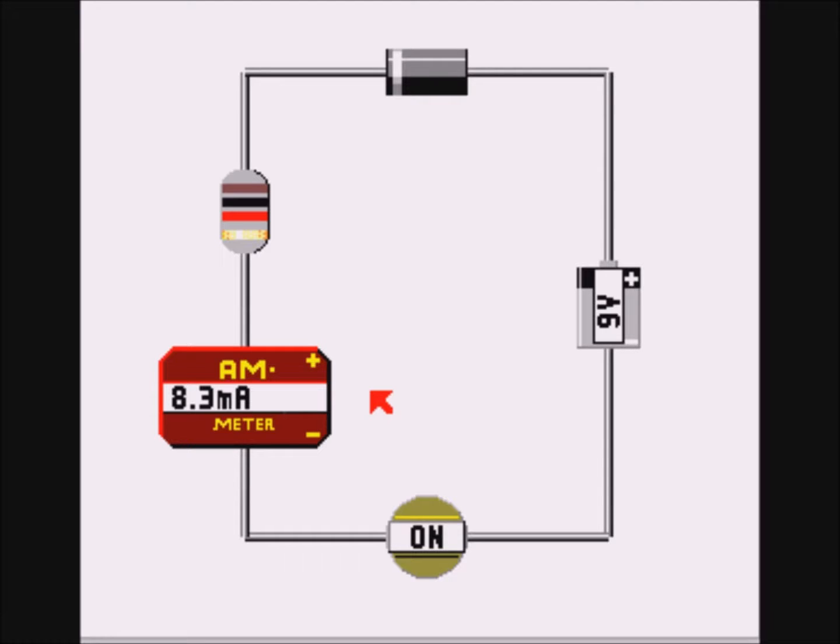Try this circuit with a 0.6 volt battery and you will see that no current flows because the threshold can't be reached. That concludes part 2 of the electronics tutorial. In the next part we will investigate capacitors.